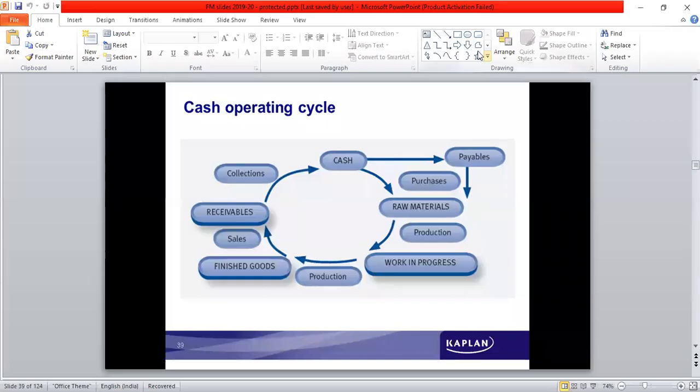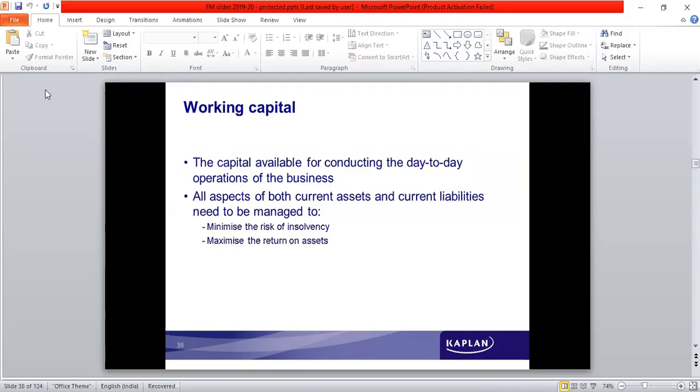So what is working capital? We understand working capital is, equation wise, if we put it across, it would look like working capital is equal to current assets minus current liabilities. So current assets minus current liabilities.